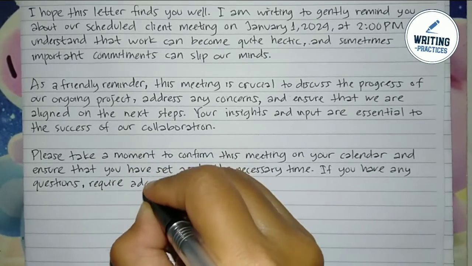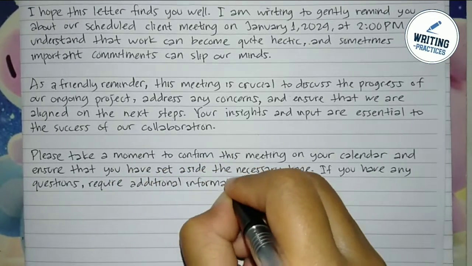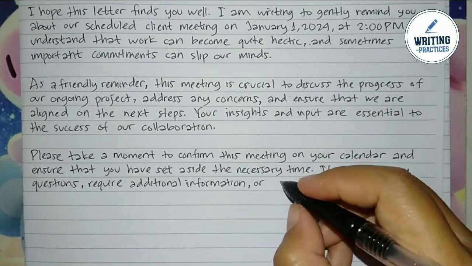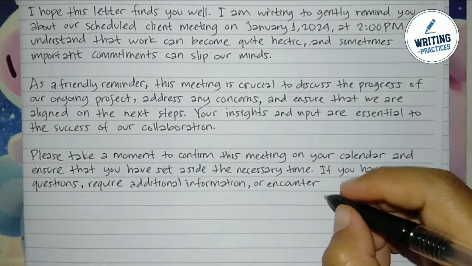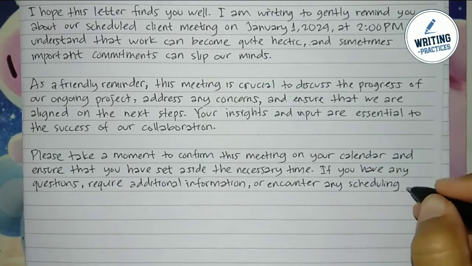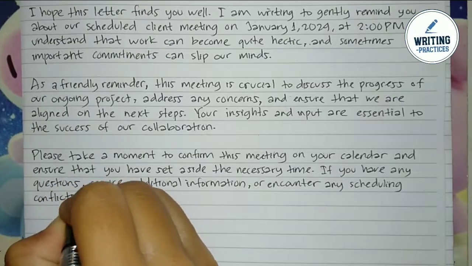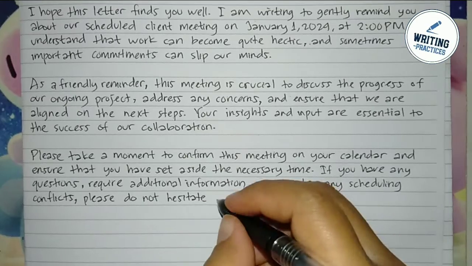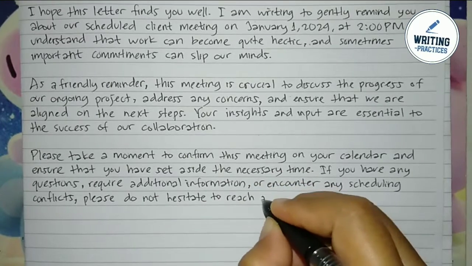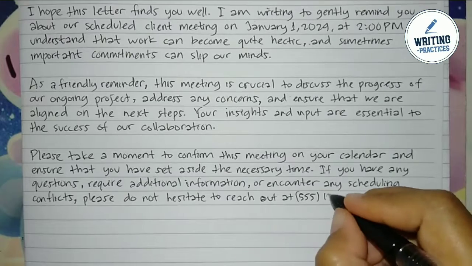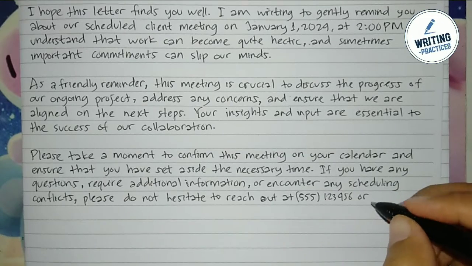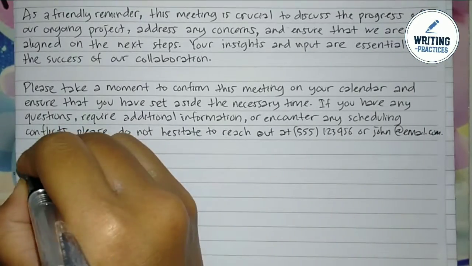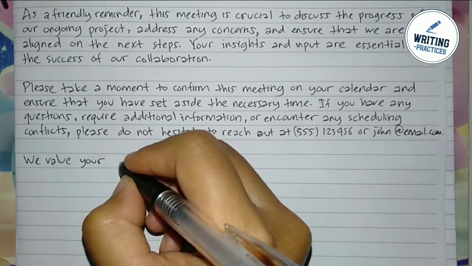Sure, you have to reiterate contact information for any queries or concerns. You may write something like, "If you have any questions, require additional information, or encounter any scheduling conflicts, please do not hesitate to reach out to me." And here, you can provide contact information like phone number and email address. For example, at john.anderson@email.com or 555-123-4567.